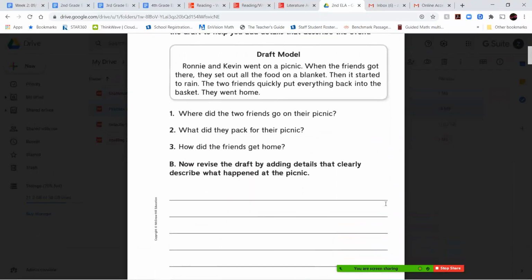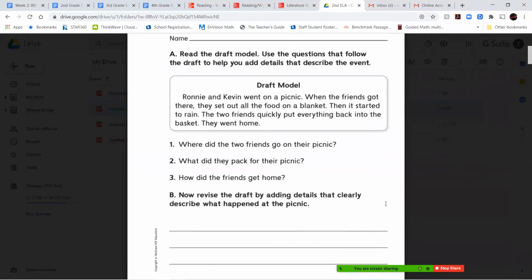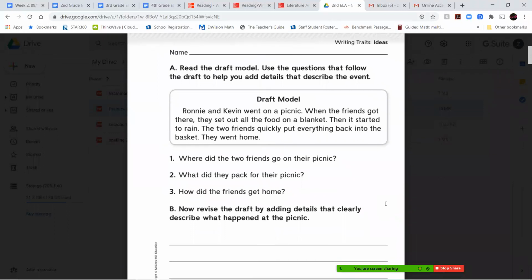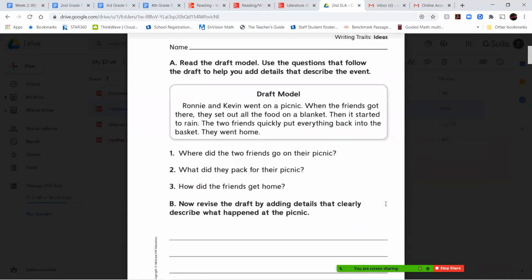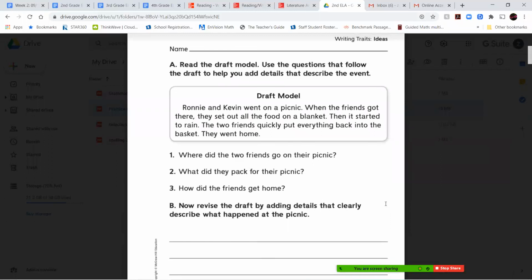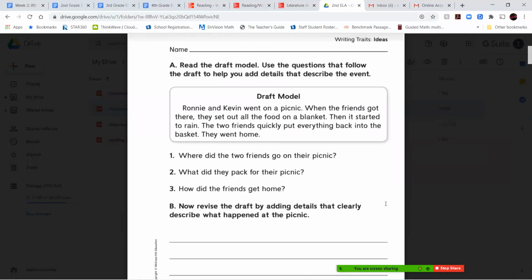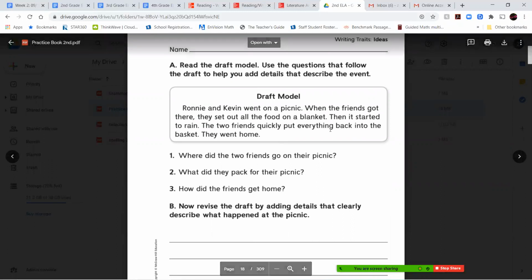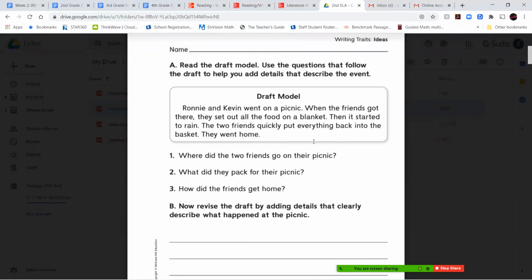Now, the last page of your homework packet that you're going to be doing is this page, the writing page. And we're going to be working with a draft model. So I want to explain to you how the draft model works before you get to it so that you don't make mistakes. Now, this page, they're going to give you a very, very short story. They're going to give you just a few sentences, and they're going to ask you questions on how you can give more information and make it more interesting.